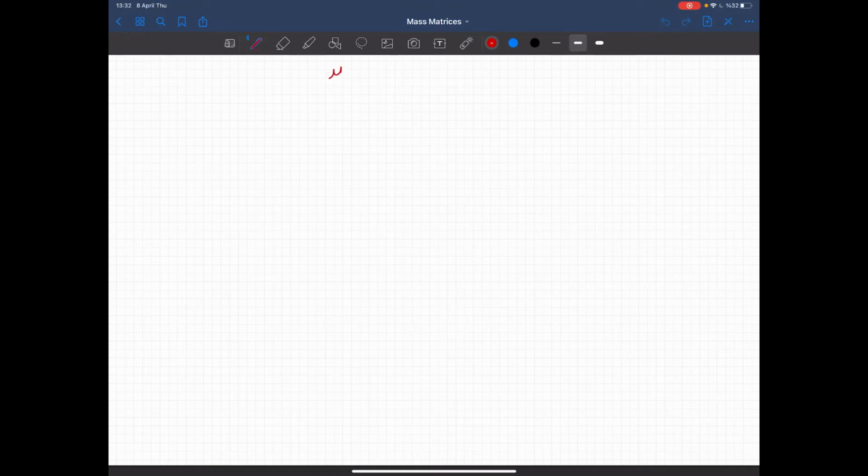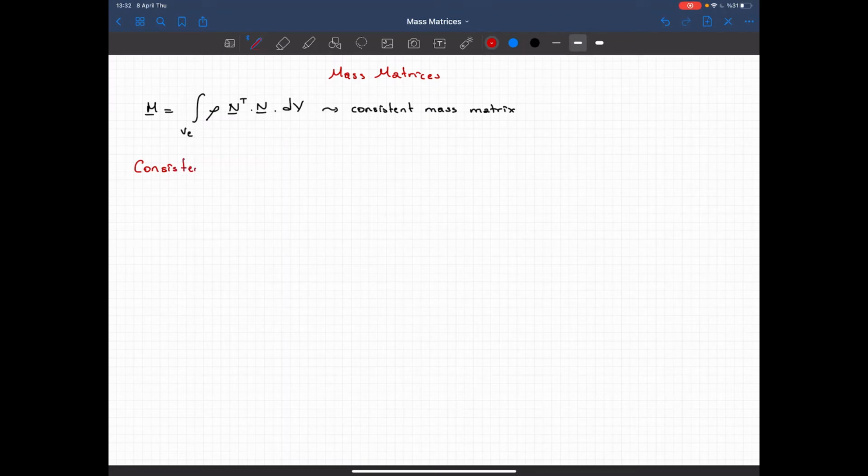We will first discuss the mass matrices. Remember that we found out that the consistent mass matrix should have the following form: N transpose N integrated over the volume. And we said that that's the consistent mass matrix. Now let's start again with our simplest element. So let's calculate the consistent mass matrix of a truss element.